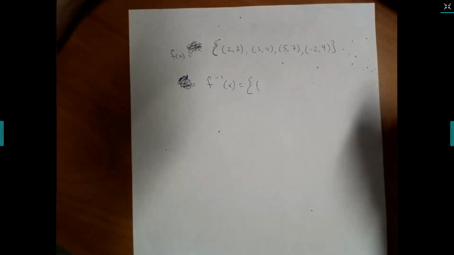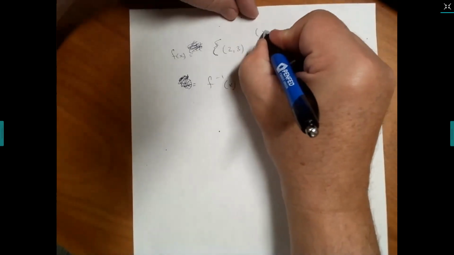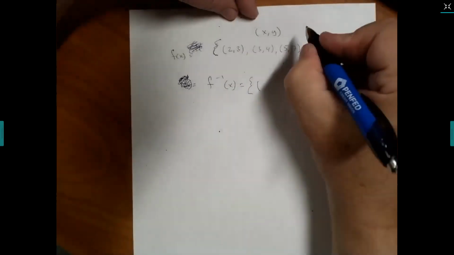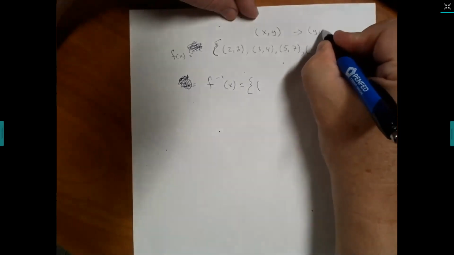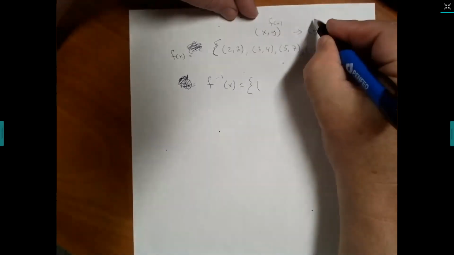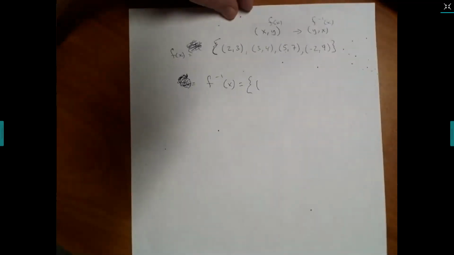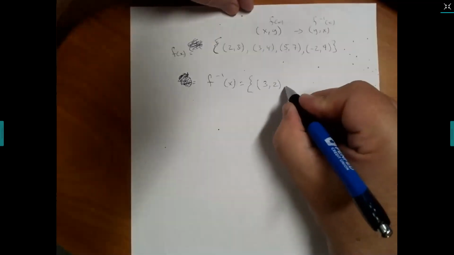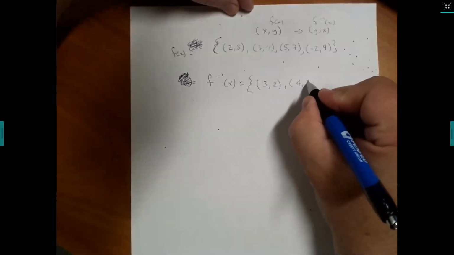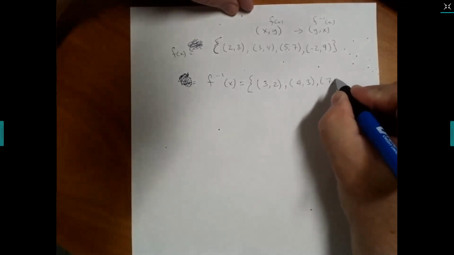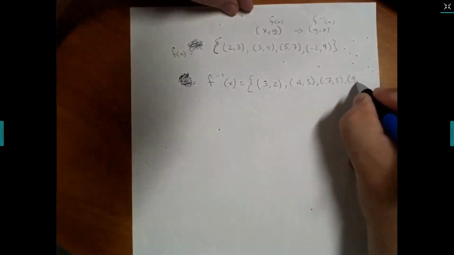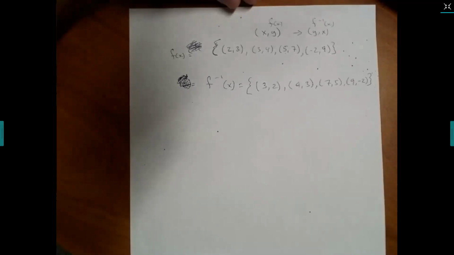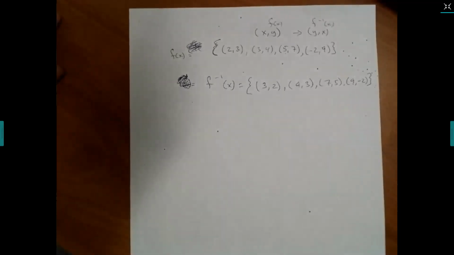Remember the first step? What's the first step of finding the inverse? Yeah, remember in a point, x goes first then y. So the first thing to find the inverse, we switch x and y. This is f of x. This is f inverse of x. So the first point will be (3, 2). Then (4, 3). Then (7, 5). Then (9, -2). That's the inverse.